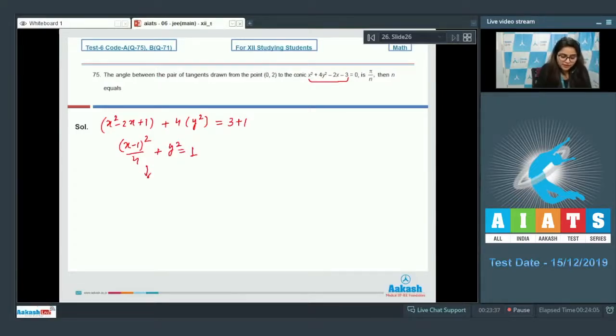So first of all find out the equation of the director circle. Equation of the director circle is x square plus y square is a square plus b square. So which is x minus 1 whole square plus y square equal to 5. So just check whether this point 0, 2 lies on this curve or not. So just substitute here 0 minus 1 whole square plus 2 whole square. So 1 plus 4 that is equal to 5.